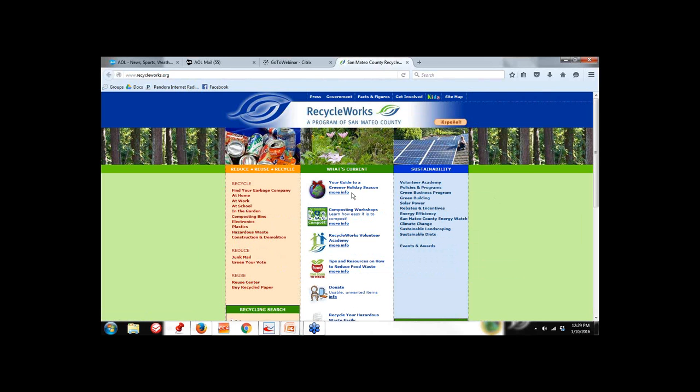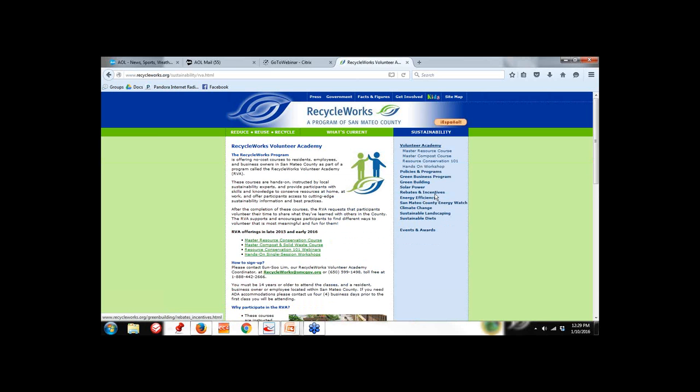Here is the RecycleWorks.org website. It's very simple, RecycleWorks.org. You can come over here and you can find out a lot of information. First of all, over on the right, under sustainability, our Volunteer Academy is where you can click and sign up for some of these other courses and workshops that we've been talking about.